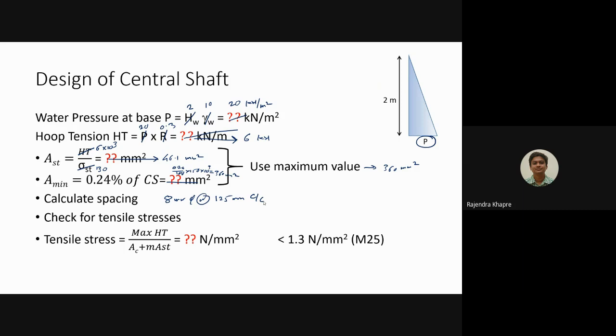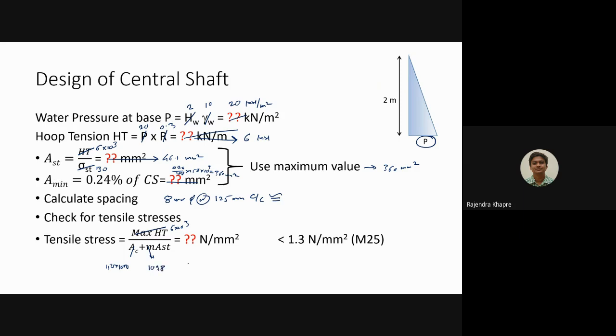I'm sure if you calculate the actual tensile stress, definitely it will be less than the permissible tensile stress in concrete under direct tension. But still, as a part of the design process, you have to do this. So maximum hoop tension is 6 into 10 to the power 3. The area of the concrete is 150 into 1000. What is the M value? Someone please tell me the value of M. 10.98.